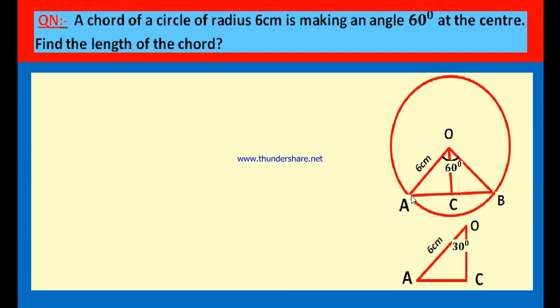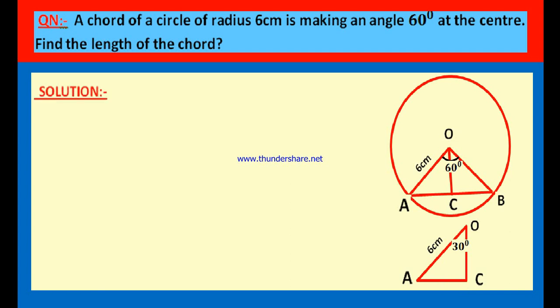Now let us take this right triangle OAC. In this triangle, the total angle at O is 60 degrees, therefore this is 30 degrees and this is 30 degrees. Therefore, angle AOC is equal to 30 degrees and OA is equal to 6 centimeters. From this right triangle, let us find out the AC value first of all.